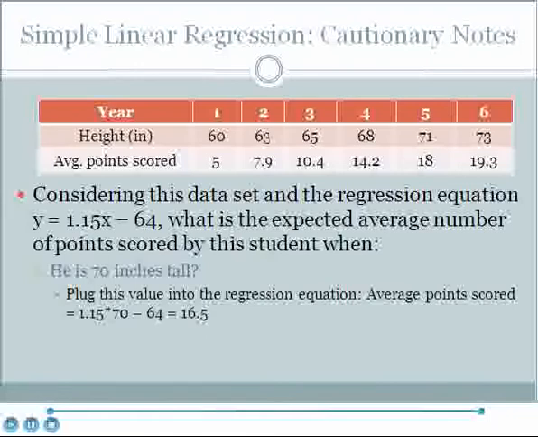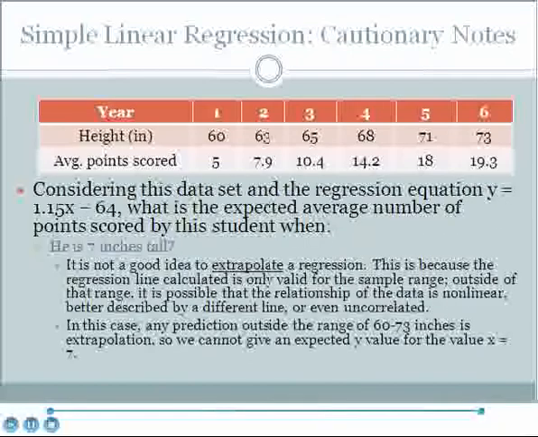Considering this data set and the regression equation, y is equal to 1.15x minus 64, what is the expected average number of points scored by the student when he is 70 inches tall? The range of heights of interest is 60 to 73 inches. So we would be interpolating when looking at a height of 70 inches tall. This is within the range of heights that were used to calculate the linear regression. So we plug the value of 70 in for the x value in the equation and find that the average number of points scored is equal to 1.15 times 70 minus 64, or 16.5. Thus, if the student is 70 inches tall, we would expect that he would score 16.5 points.